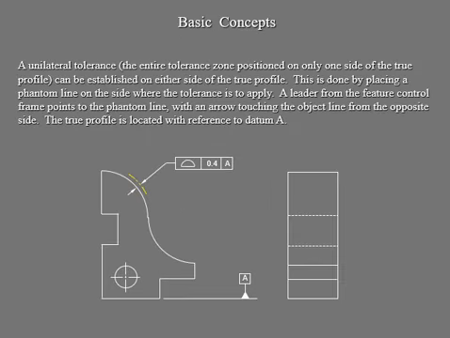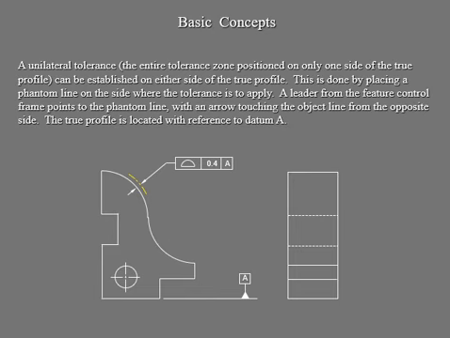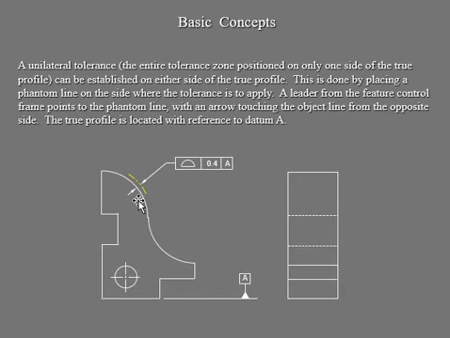Then we'll get into the next section, which is your unilateral. Let's go back here. Did I forget to show you some? Oh yeah, we're okay with that. Here we'll get into our unilateral. Unilateral means that instead of both lines for the tolerance, we've got only one on this side.